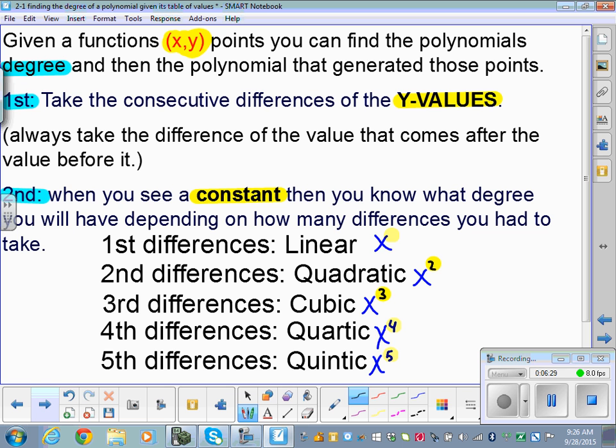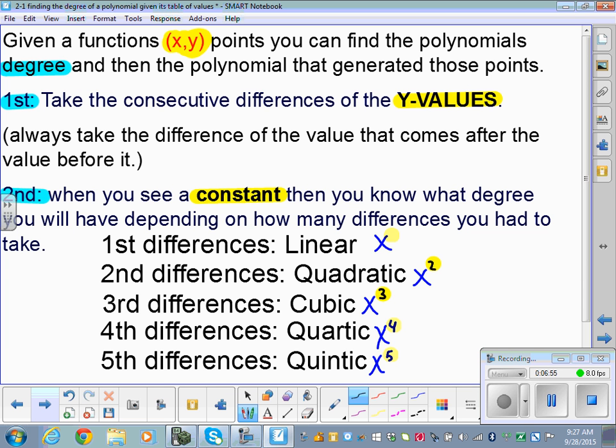So now we're going to go ahead. Take brief notes right here of the important things, because we're going to be given a table of values and work backwards. We're going to find the polynomial given the table of values. Okay, so given functions as an x, y point, you can find the polynomial's degree. So we're going to find the degree of the polynomial. Once you know the degree, you're going to use your calculator to find the actual polynomial. So very important. The first thing we're going to be doing is finding the degree given table of values.